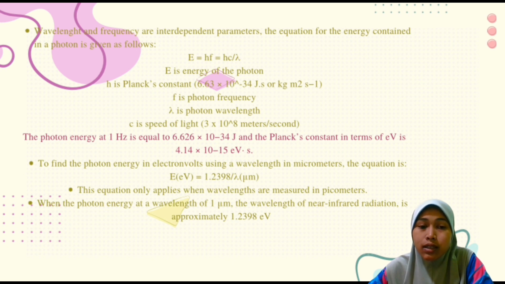To find the photon energy in electron volts using a wavelength in micrometers, the equation is E equal to 1.2398 divided by lambda in micrometers. The equation only applies when wavelengths are measured in micrometers. For the photon energy at a wavelength of 1 micrometer, the wavelength of near infrared radiation, it is approximately 1.2398 eV.